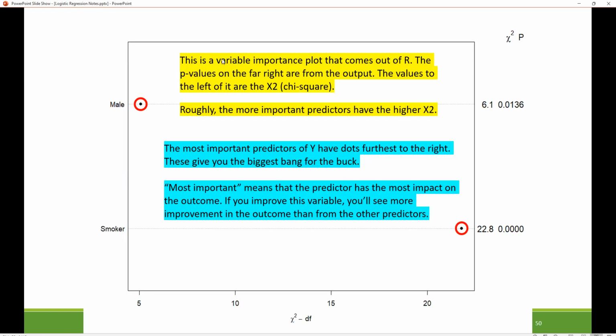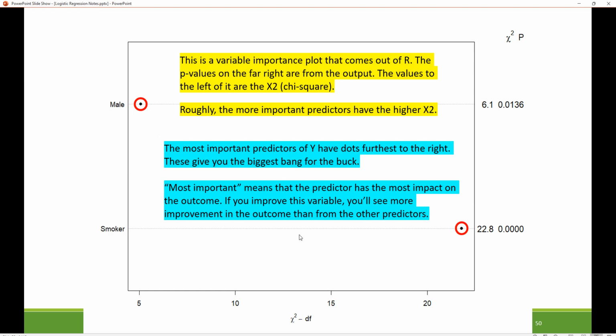Another graph we can look at is called a variable importance plot. The p-values on the far right are from the output, and it's on the right hand side. The values to the left are the chi-square. Roughly, the more important predictors have the higher chi-square. Not always, because maybe some have many categories, but usually it's similar to what you would see in your output. The most important predictors of your outcome have dots furthest to the right, so these give you the biggest bang for the buck if you can focus on that.